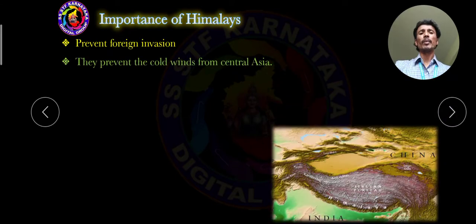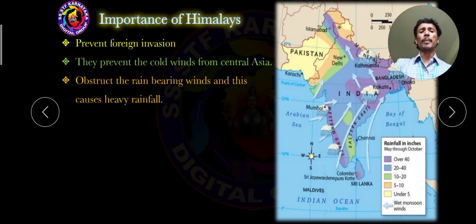Second, they prevent the cold winds from Central Asia. From Central Asia to India, cold winds are always moving. The Himalayas stop the cold winds. The Himalayas are already very cold, and if the cold winds from Central Asia joined them, there would be even more cold in our Indian country. So the Himalayas prevent the cold winds from Central Asia.